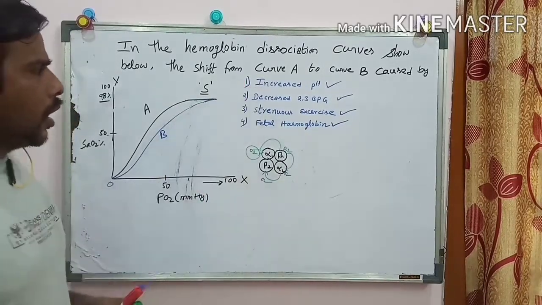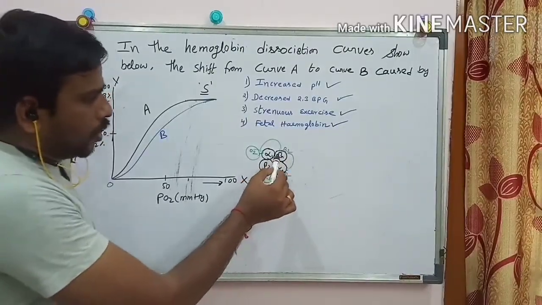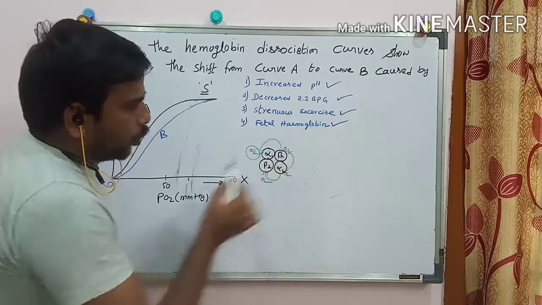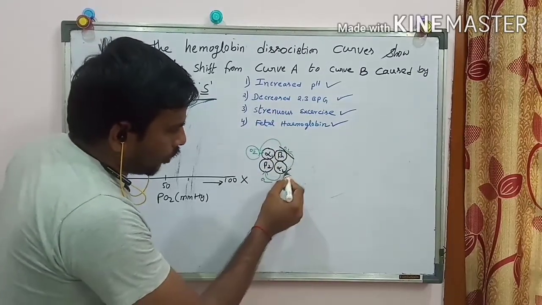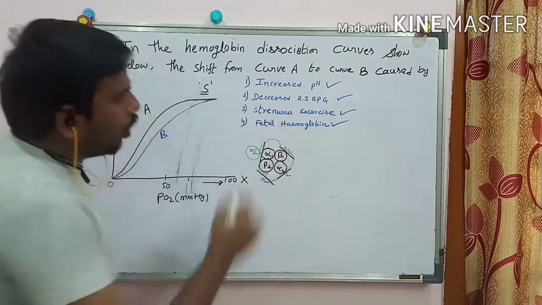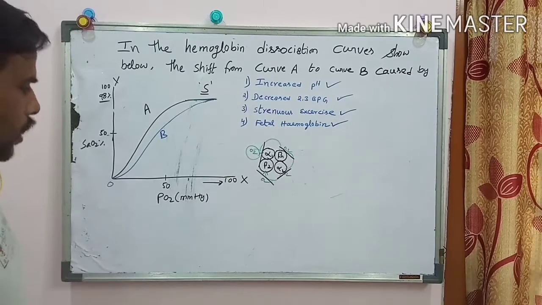Now we will see how these factors can affect the dissociation of oxygen from the hemoglobin. See, this oxygen can be dissociated from the hemoglobin. How can all these four factors affect the dissociation from hemoglobin?